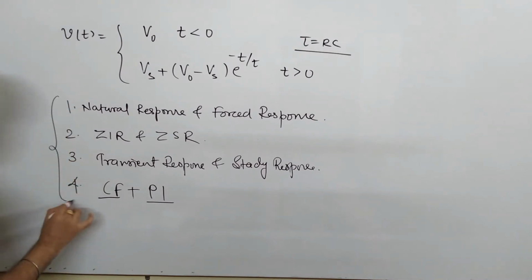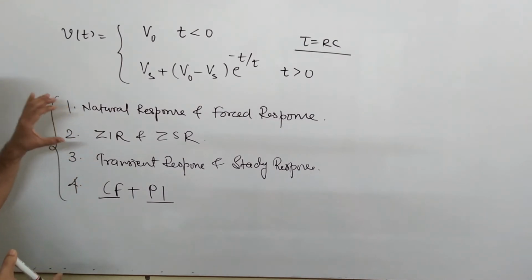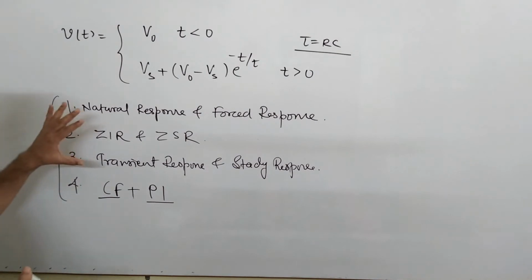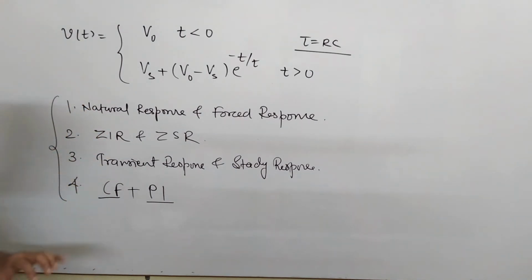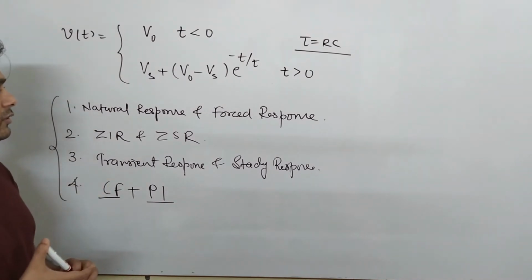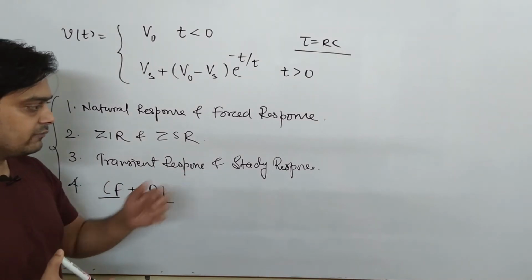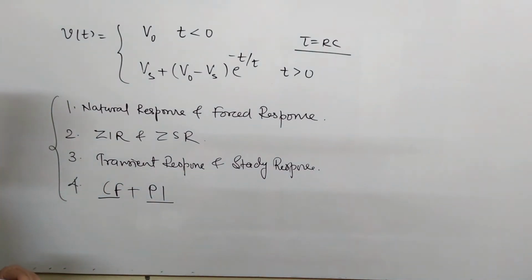So there are four different types of response you will see in control systems, also in networks, and in many subjects. We will understand a little bit in networks, because sometimes problems come in which they ask you in the form of responses. There you have to understand what is natural response, what is forced response, what is ZIR, what is ZSR, what is transient, what is steady state. We will see each one by one.